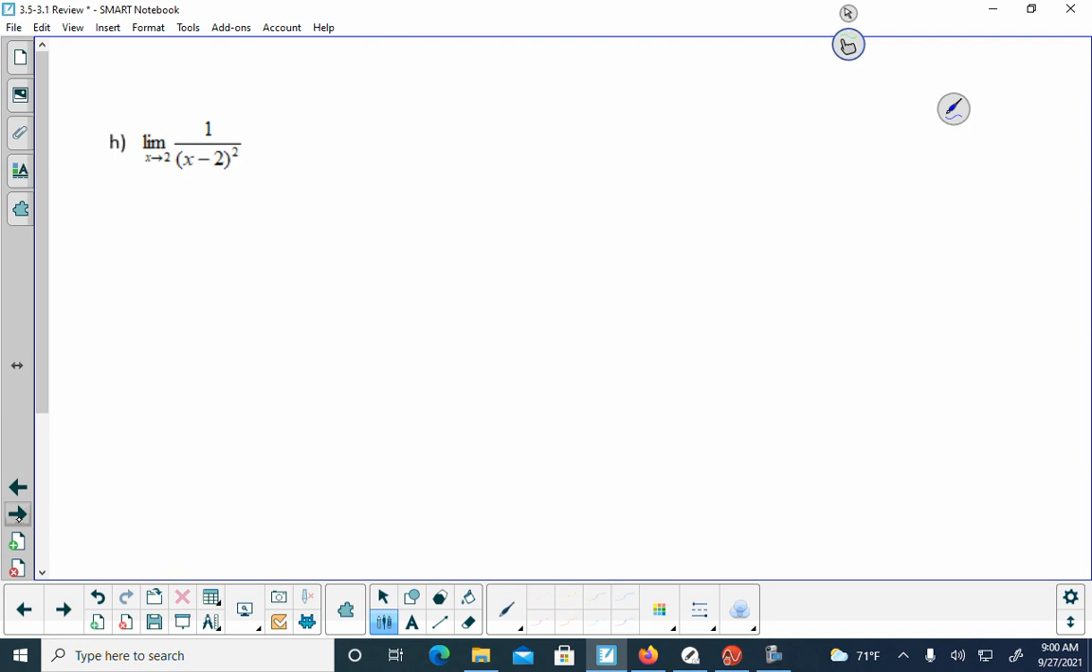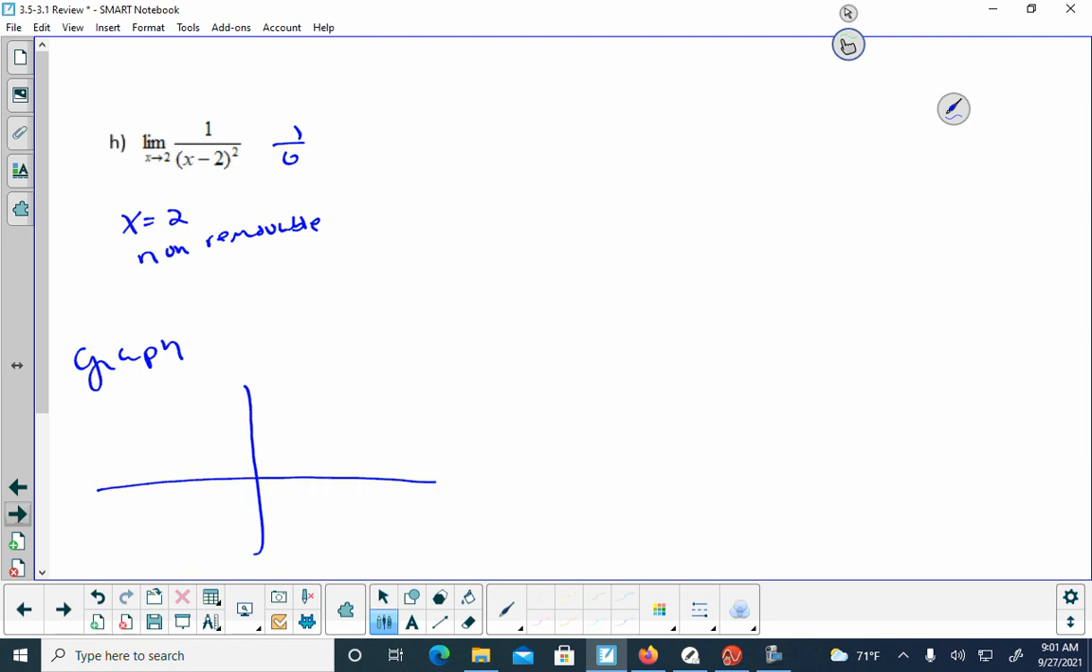The next one, when I put in 2, it's undefined. It's 1 over 0. So, in other words, x equals 2 is where it's discontinuous. It's non-removable. So it is probably going to have an asymptote. So I am going to pick up my calculator and graph it. And when I graph it, I get something that looks like this. I want to graph it right.